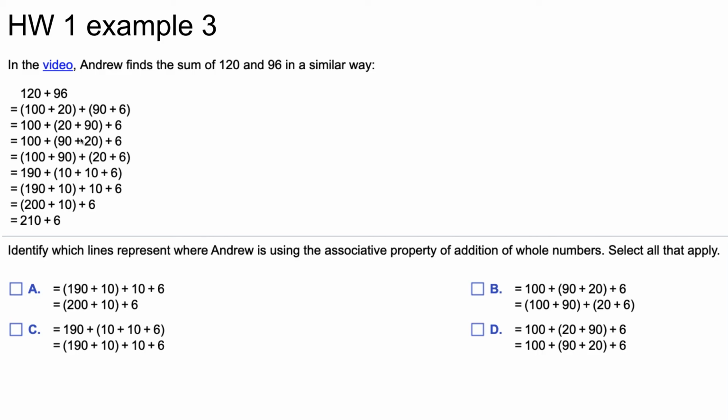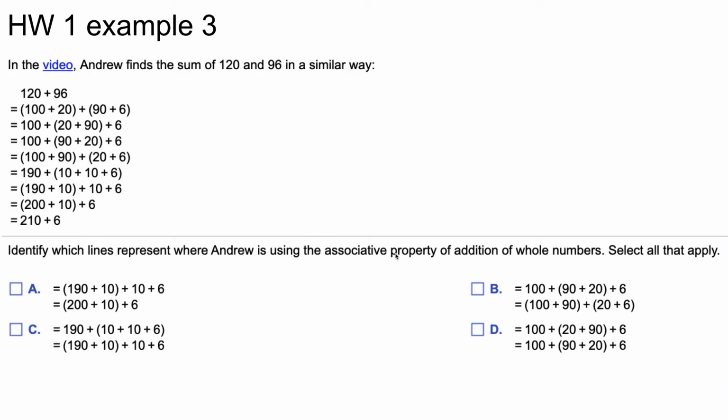I don't know why, but he did. And then what did he do? And then associated differently because the order didn't change, right? And added 190, then decomposed 20 into 10 and 10 to make this as 200, right? And associated differently here, so instead of adding these together, added the first two together, associative property, and got 210 and 6 and 206. Okay, identify which lines represent where Andrew is using associative property.